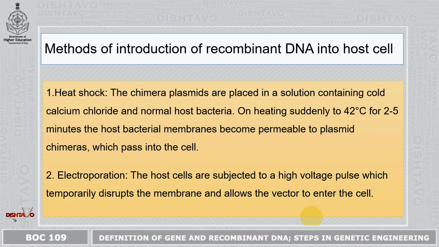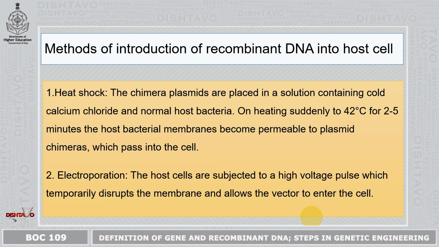So there are various methods by which the recombinant DNA can be introduced into the host cell. So the first method is called the heat shock, wherein the chimera plasmids are placed in a solution containing the cold calcium chloride and the normal host bacteria. So on heating suddenly to 42 degrees Celsius for about 2 to 5 minutes, the host bacterial membranes become permeable to plasmid chimeras which pass into the cell.